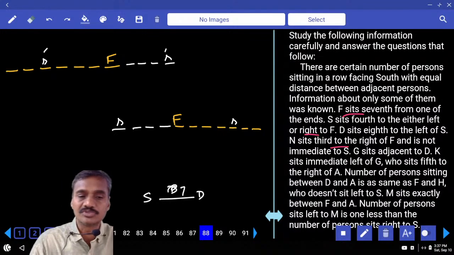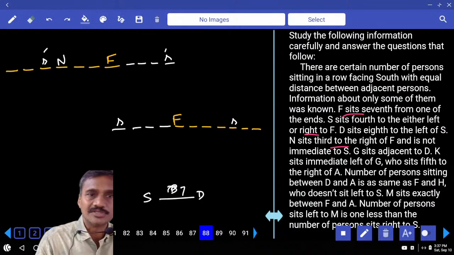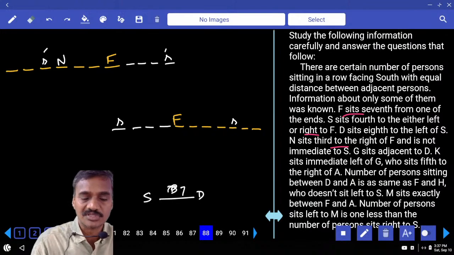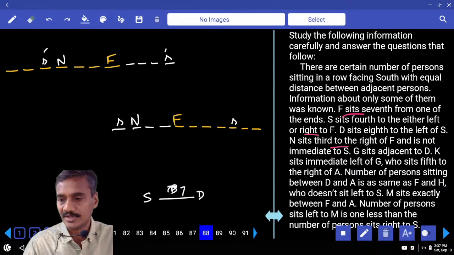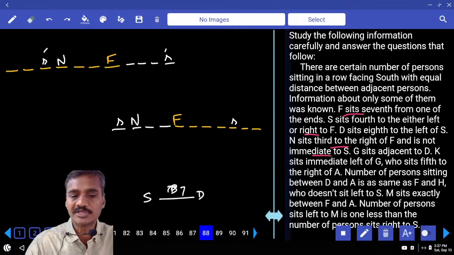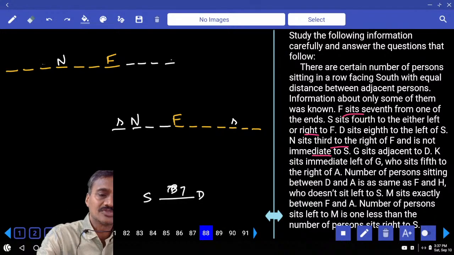N sits out to the right of F annadu. N sits out to the right of F and is. As all the persons are facing south, right hand side means towards our left hand side. N sits out to the right of F, N is here. And N is not an immediate neighbor to S. S cannot be here, S is. N is not an immediate neighbor, hence S is here.